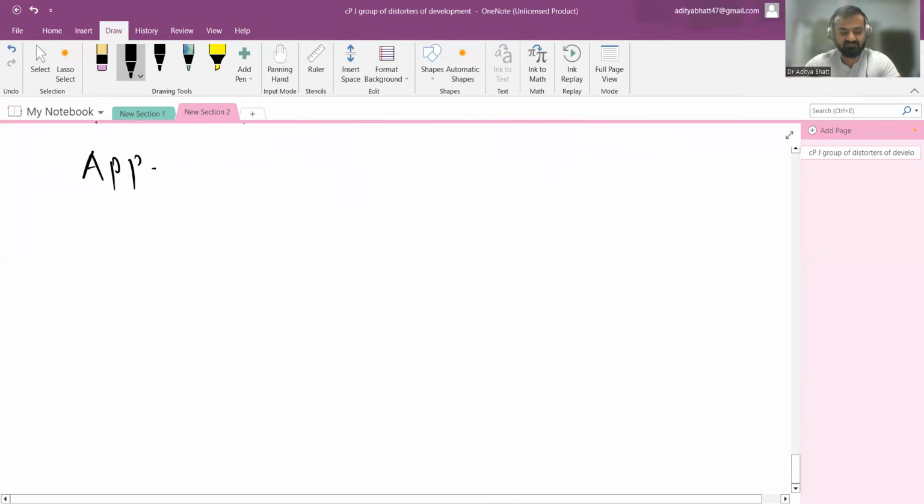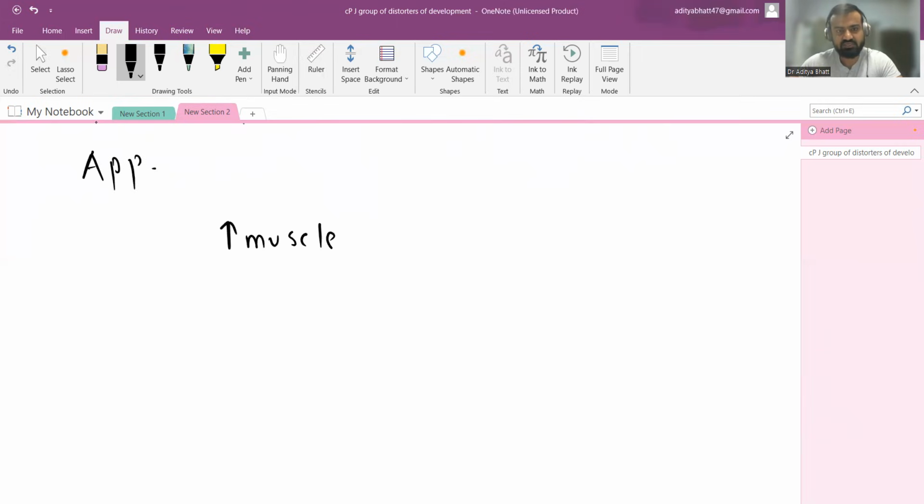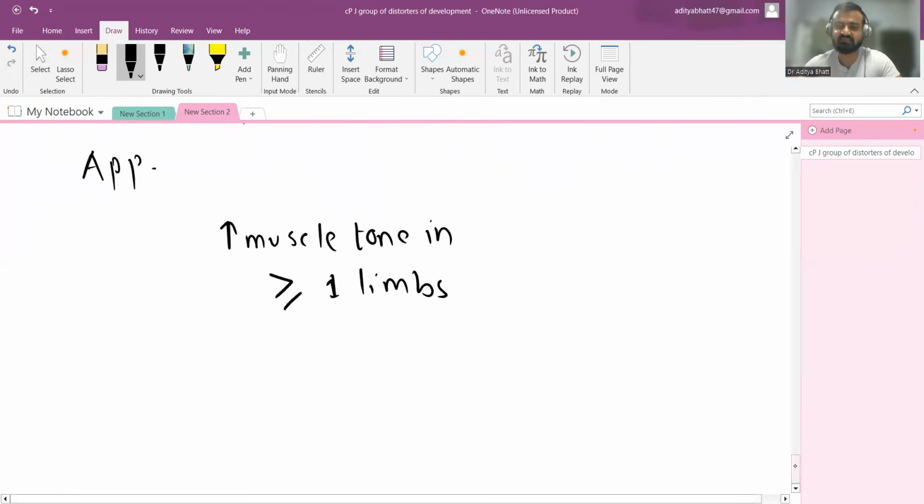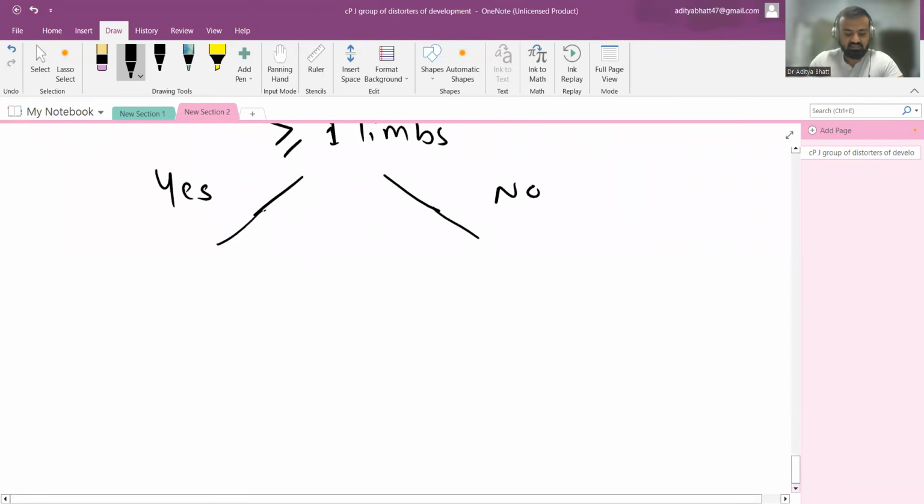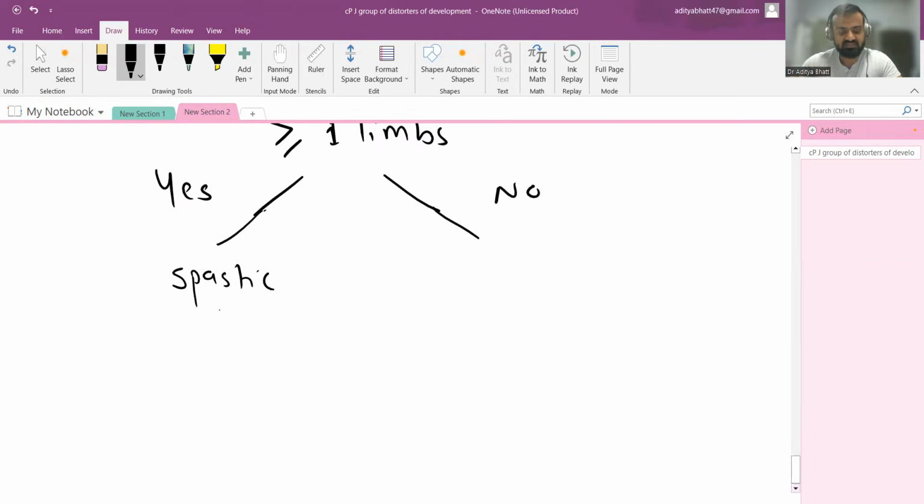Firstly, the first question you ask is: is there increased muscle tone in one or more limbs? So is there increased muscle tone, yes or no? Is that spasticity or not? If the answer to your question is yes, then your answer will be spastic CP. And if the answer is no, it is non-spastic CP.